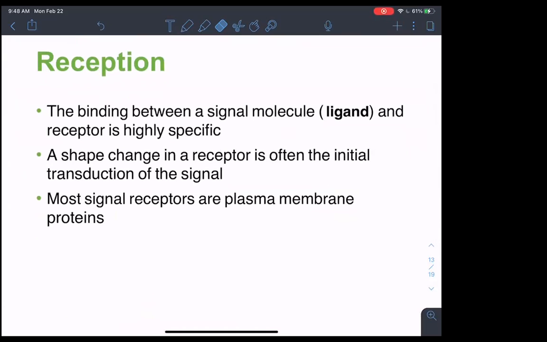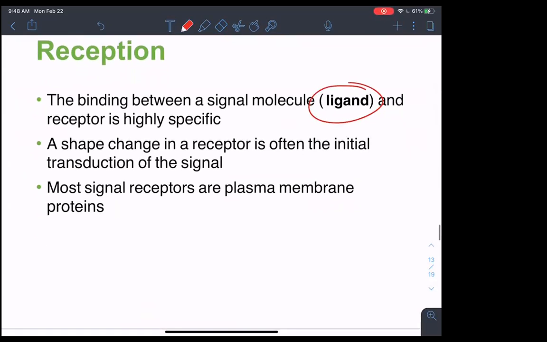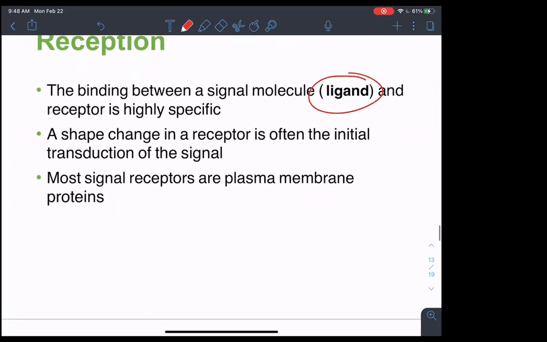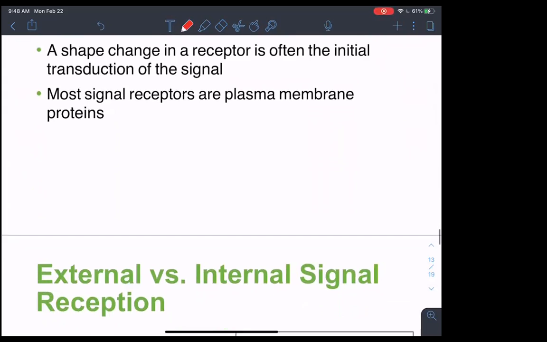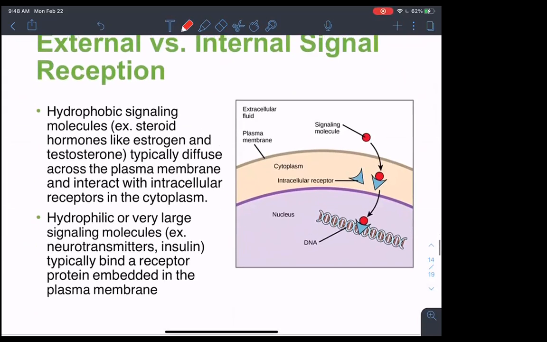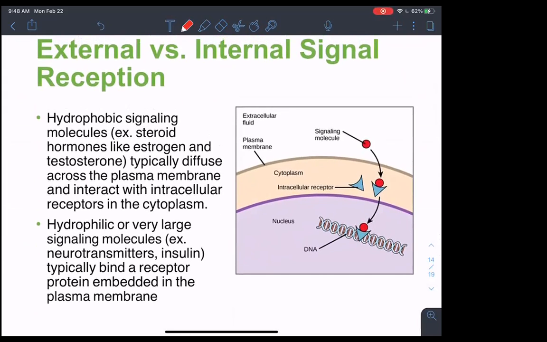So reception, this is the ligand we were talking about, is the messenger. The ligand is the messenger, and it will bind to a receptor with very high specificity. And then a shape change or a conformational change occurs within the receptor that elicits an initial transduction of the signal through the membrane. Most signal receptors are going to be plasma membrane proteins of some kind. So external versus internal signal reception.